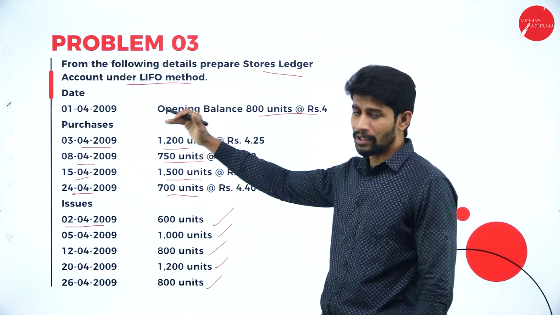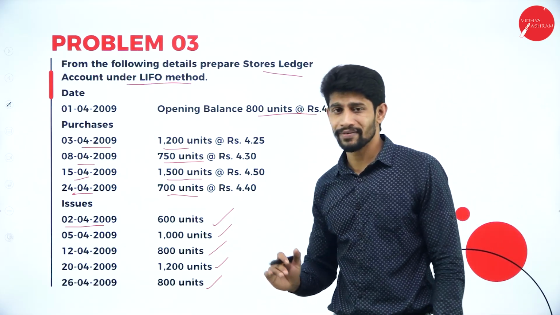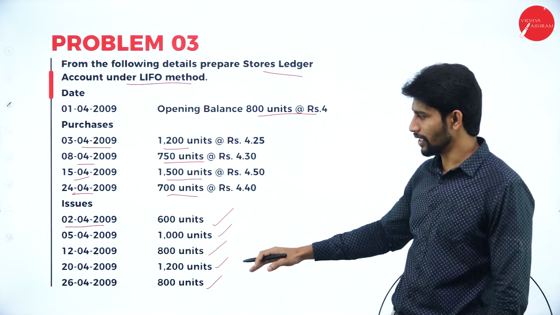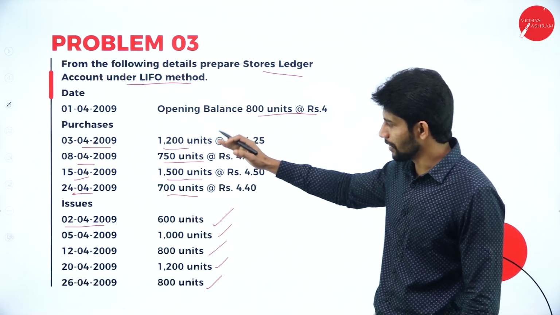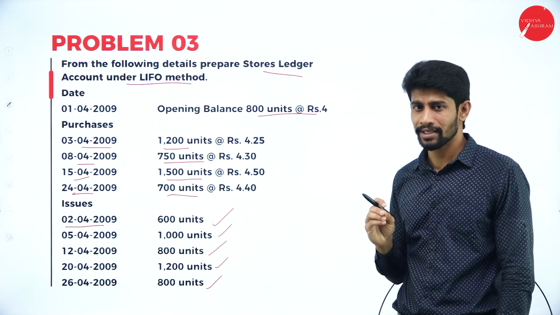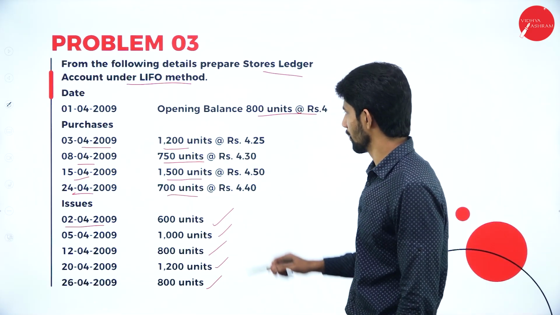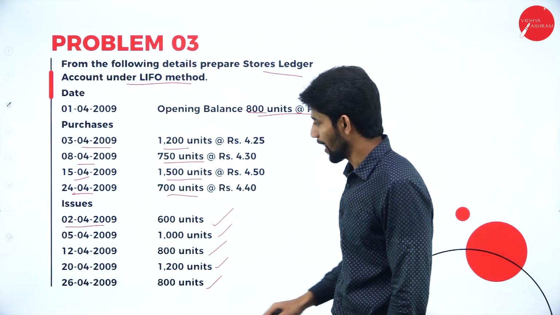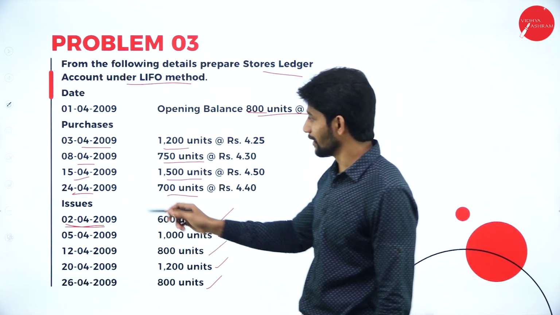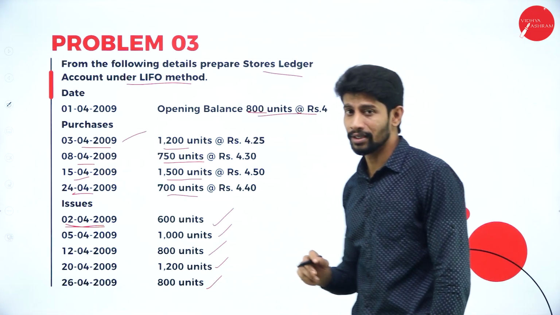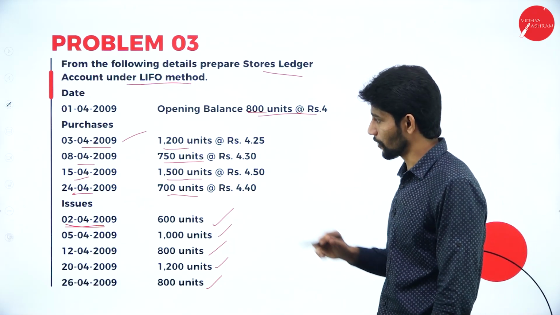Here the purchase and issue is given separately. So first you have to look into the date. According to the dates you are supposed to solve. You can't solve purchase separately, issue separately. For example, on 1st April we have the opening stock like 800 units. After that, on 2nd April they sold 600 units. Then the purchase will come, that is on 3rd April. So like that you are supposed to solve the problem according to the dates, according to the transaction.